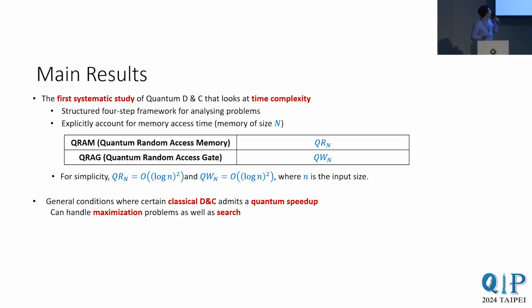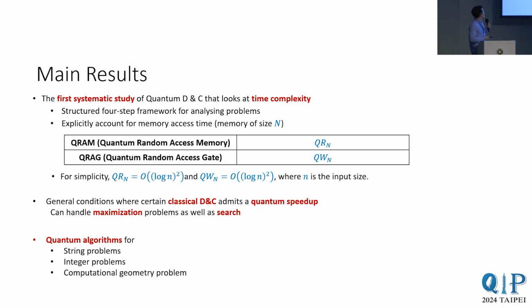Secondly, we consider the general conditions where some classical divide and conquer algorithm admits some quantum speedup. Our theorem can handle maximization problems as well as search, so in some sense, we can also improve some search problems. As a result, we give quantum algorithms for string problems, integer problems, and also computational geometry problems.